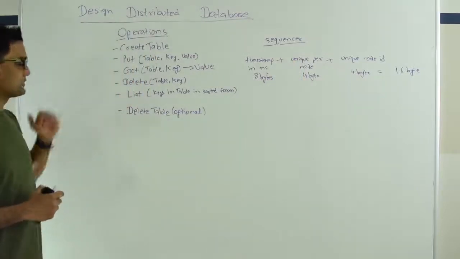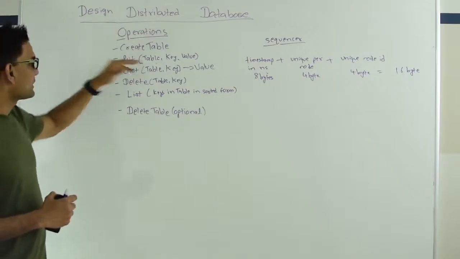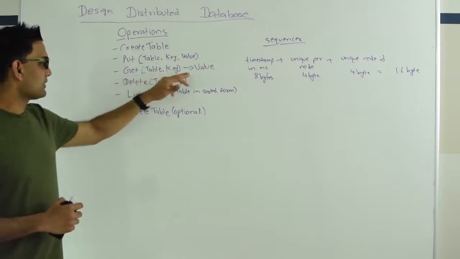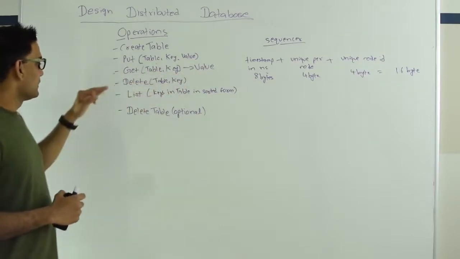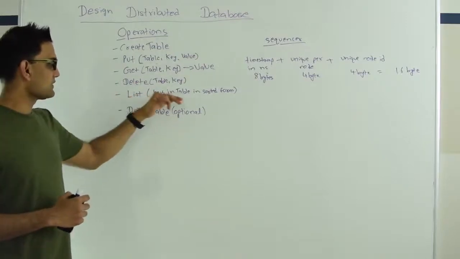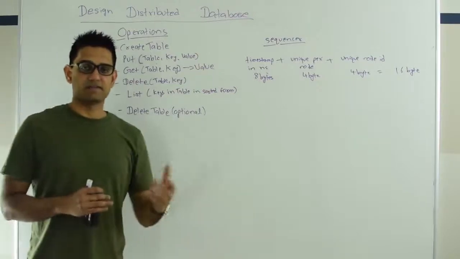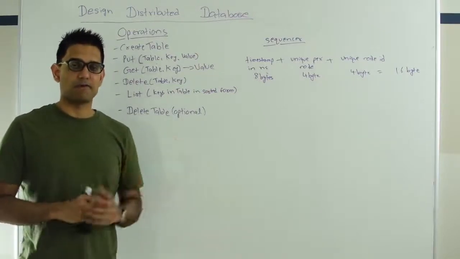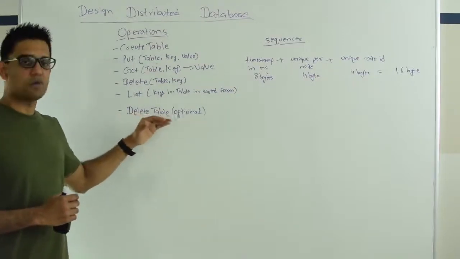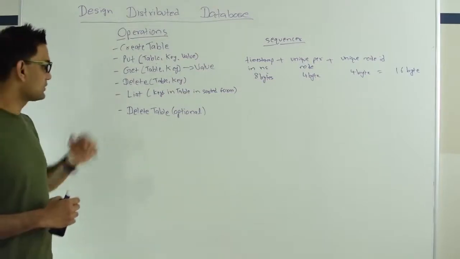So these are the operations you can perform on the database. Creating a table, putting a key and value in a given table, getting a key in a given table and getting its value, deleting a key in a given table, listing the keys in a table in a sorted form. So the list operation will return you all the keys in a sorted manner along with their values in a given table. And finally, delete table, and this is an optional operation which we are not going to implement, but if we can implement all this, it should be fairly trivial.